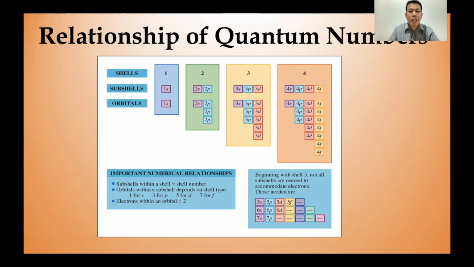So, important numerical relationships. The number of subshells within a shell is equal to the shell number. And the number of orbitals within a subshell depends on the subshell type. It could be 1 for s, 3 for p, 5 for d, and 7 for f. But for each orbital, we can fit 2 electrons, with an upward spin or downward spin. That's why it is stated there that electrons within an orbital is equal to 2. So that means s has 2, p has 6, d has 10, and f has 14.